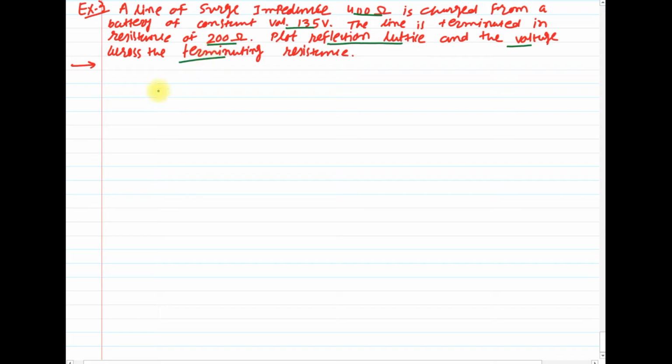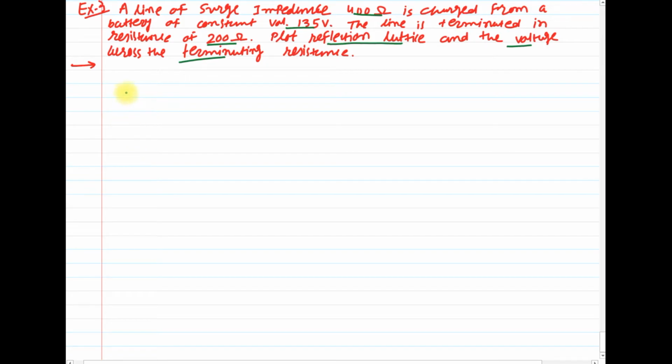So first of all, in any example of the Bewley lattice diagram, the first step is we need to calculate the reflection and refraction coefficient. But here we only need to calculate the reflection coefficient, as they have asked to only plot the reflection lattice for the given network. But before that, let us understand using the diagram.